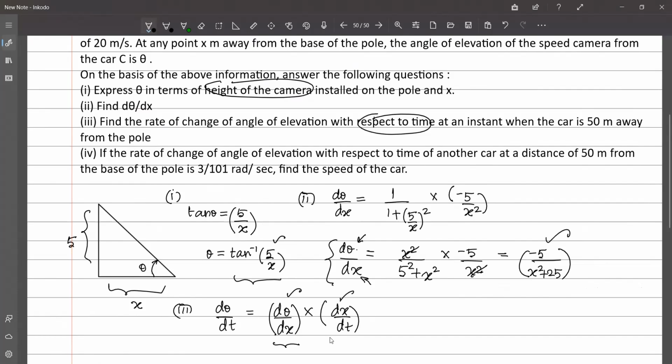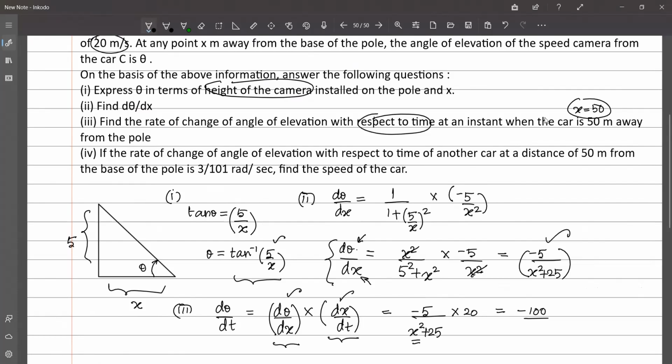Rate of change of displacement is nothing but the speed, and that speed is given in the question, 20 meter per second. So it is minus 5 divided by x square plus 25 times 20. So that is equal to minus 100. In place of x, I'm going to substitute 50 because that is the instantaneous value of x.